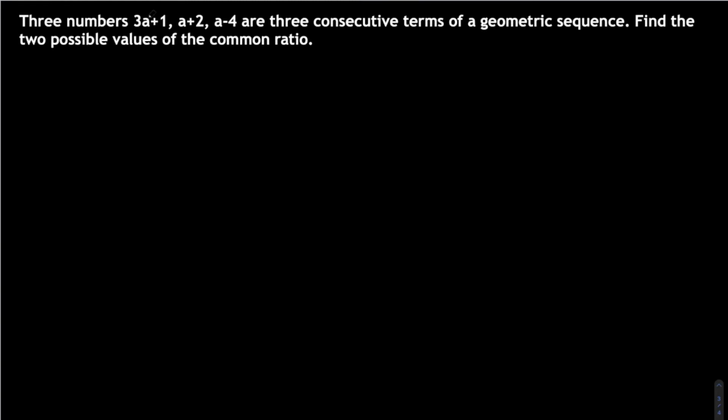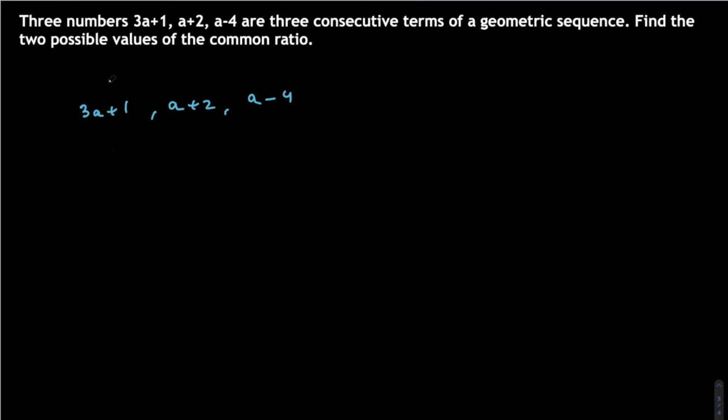So, we're given three numbers in a sequence, right? 3a plus 1, a plus 2, and a minus 4. Now, again, this question might not be so obvious at first, but as I move through it, you will develop a much better understanding. Now, this is more of a property related question, which I will be explaining in my next video where I'm going to be talking about properties of geometric sequences. So it's okay if you don't get this question right now. Just stick with me.